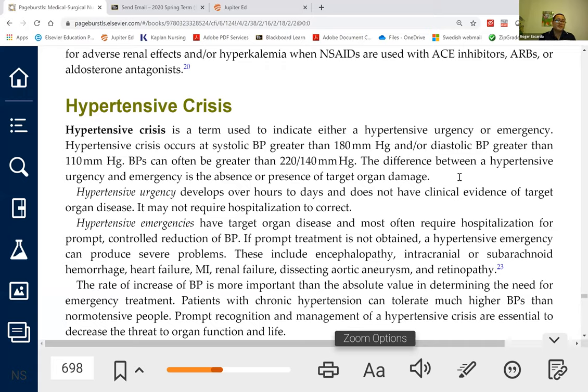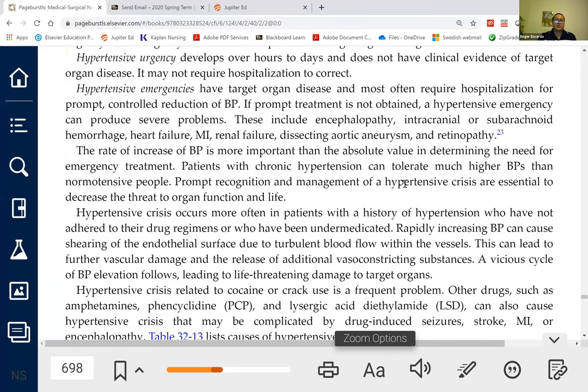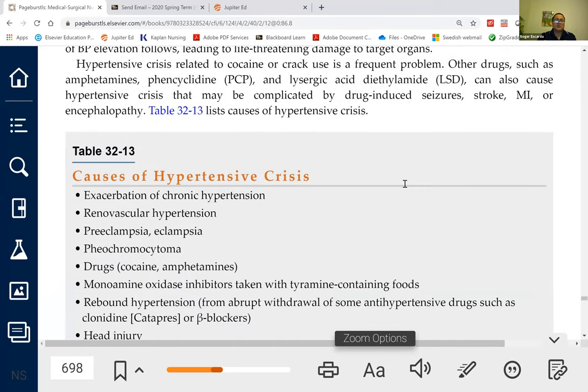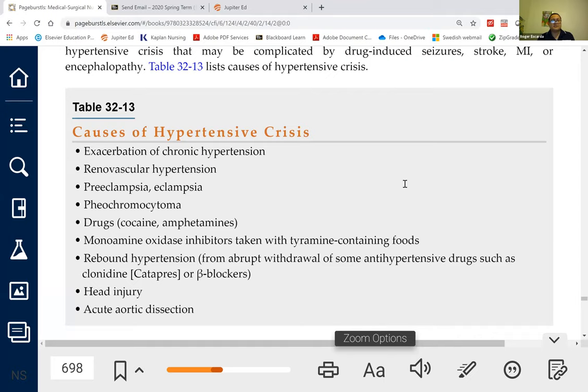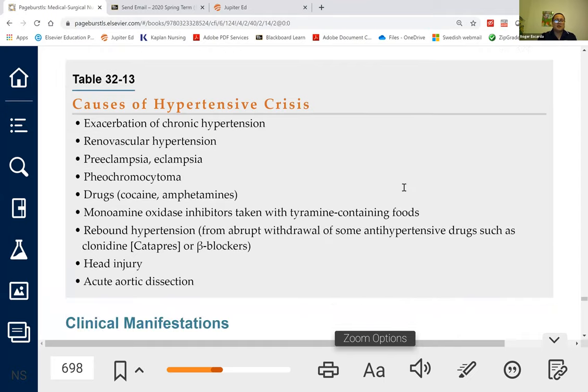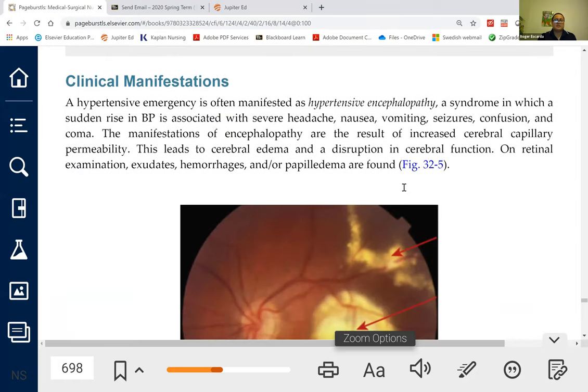This one is from uncontrolled hypertension. With the others I mentioned, stroke, obviously one of the risk factors is still hypertension. The autonomic dysreflexia is from the uncontrolled sympathetic impulses after a spinal cord injury patient heals. So here are our possible causes of hypertensive crisis and our manifestations.